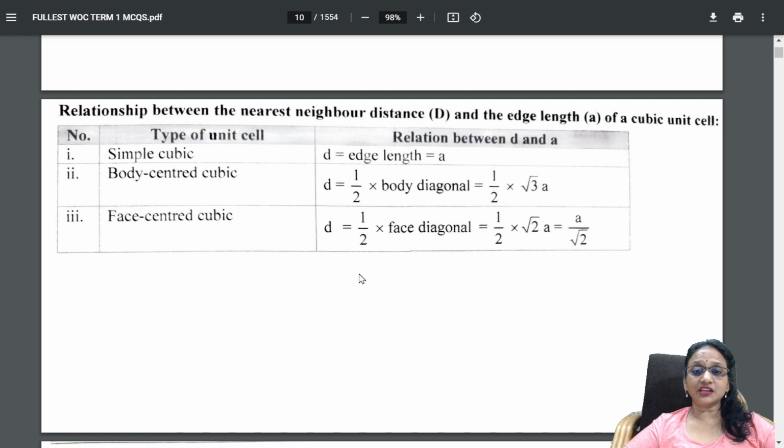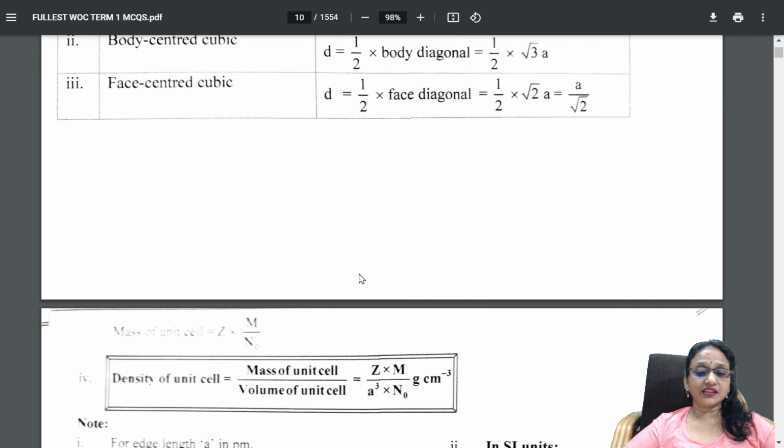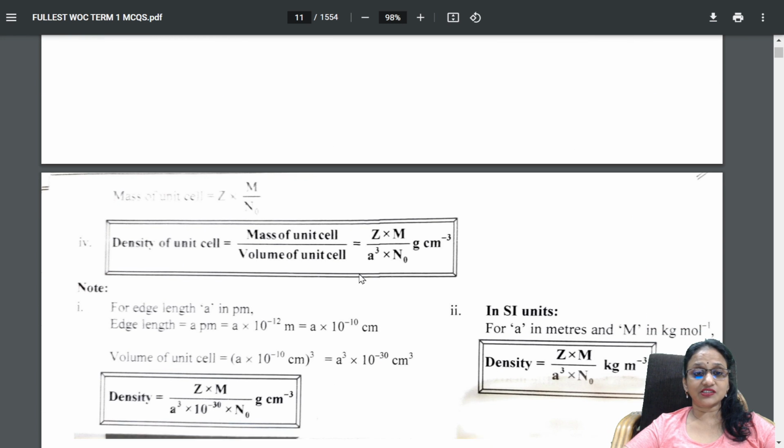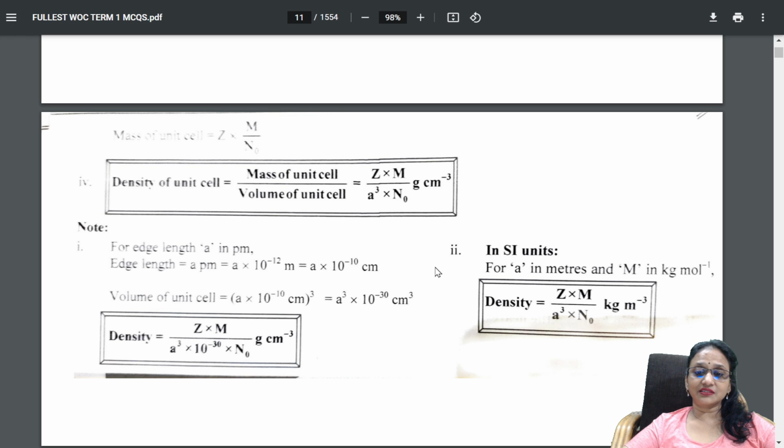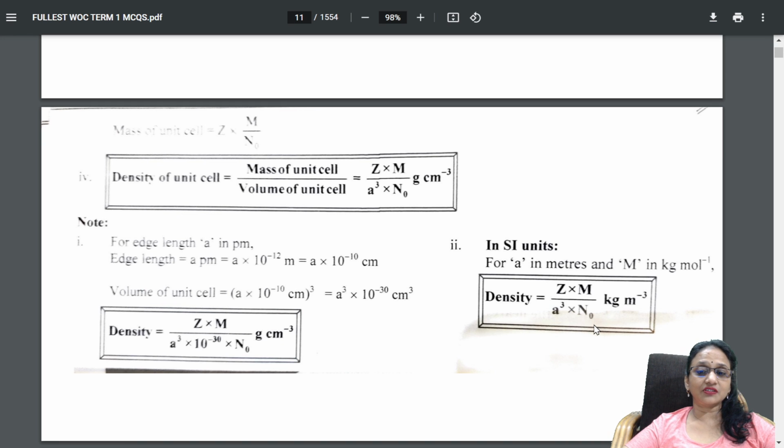After the distance for simple, body centered and face centered, next comes your density numericals. So the density formula is given by this, right? You have the density formula which you will directly use in the numericals. Z stands for the number of atoms, M stands for your molar mass, a cube stands for the edge length, and N naught stands for your Avogadro number. Got it, students? All right.